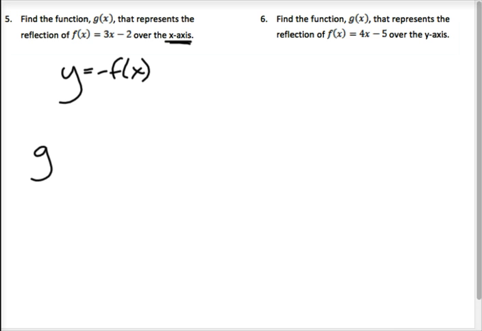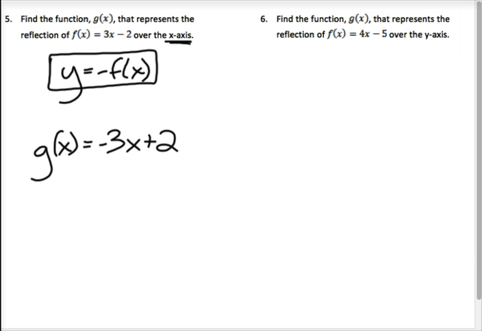So when we're making that g of x, like it's telling us to, what ends up happening is we take the negative of the entire function. So that 3x becomes negative, and that negative 2 becomes positive. We take the opposite of the entire function, and that is going to flip it over your x-axis. So I really do want you to write this down because you're going to have to remember that one for your quiz.